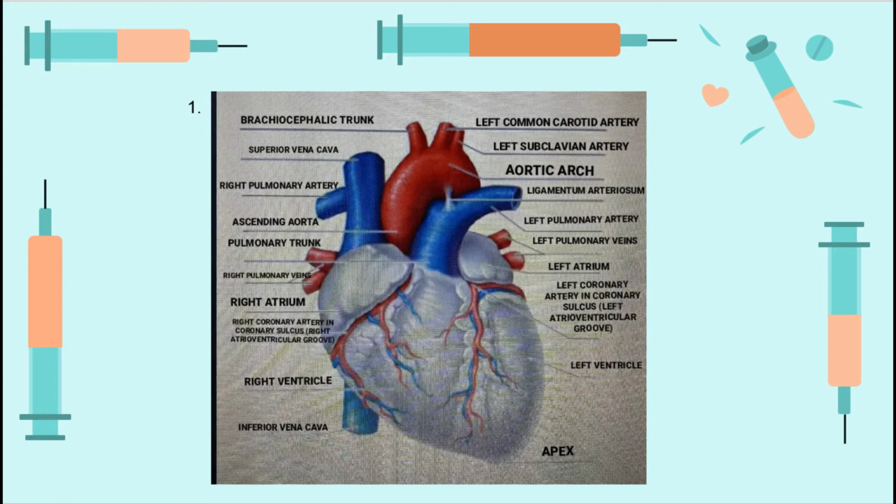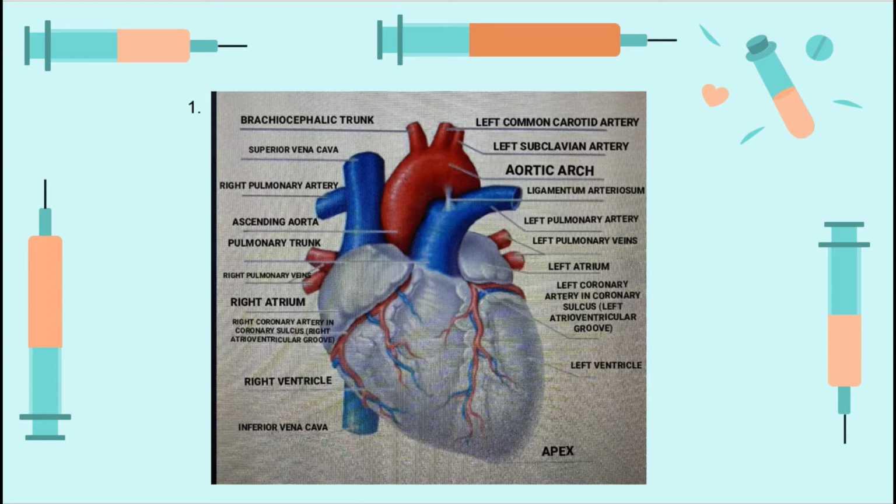The seventh one is the right coronary artery in the coronary sulcus, or the right atrioventricular groove. It supplies blood to the right ventricle and the right atrium. For the eighth one, which is the right ventricle, it passes the blood to the pulmonary artery, which sends it to the lungs to pick up oxygen. It solely pumps blood to the lungs.